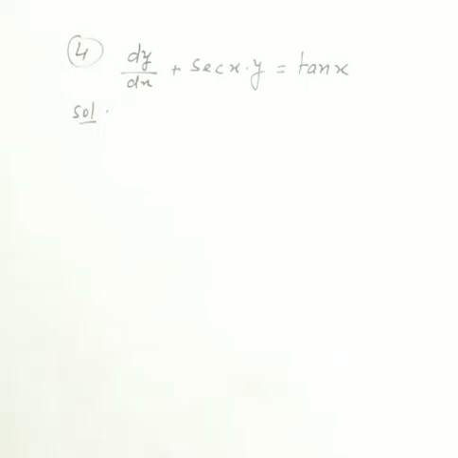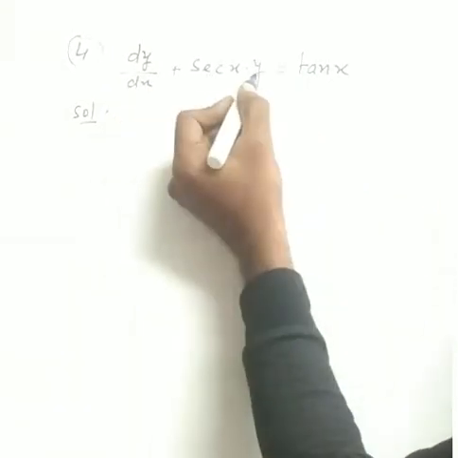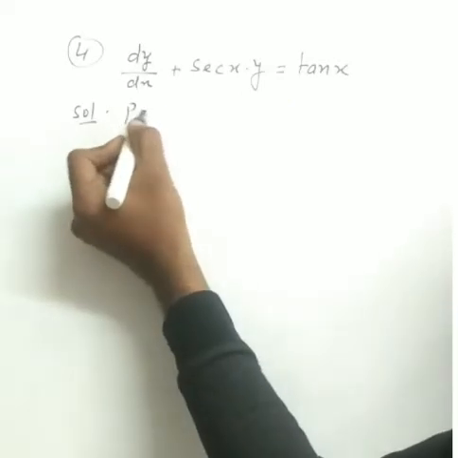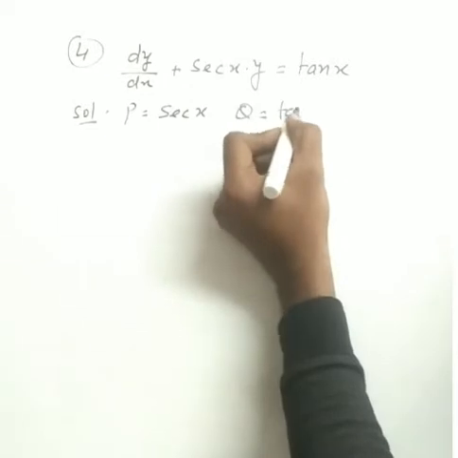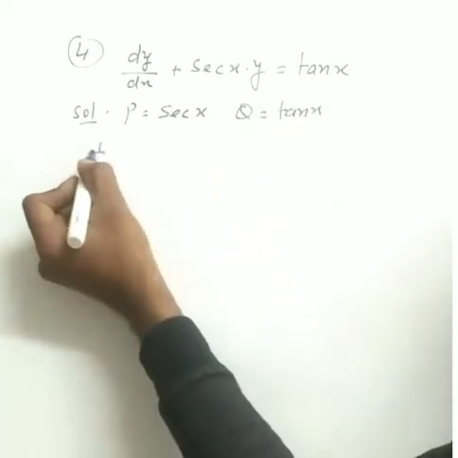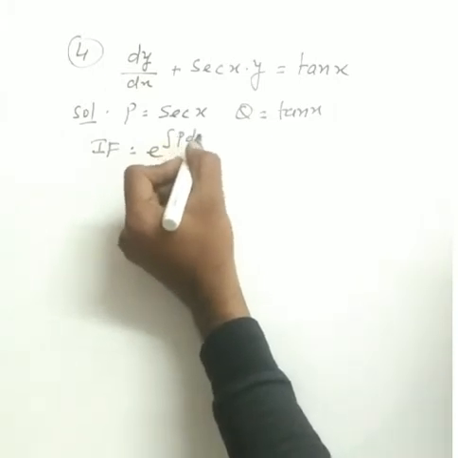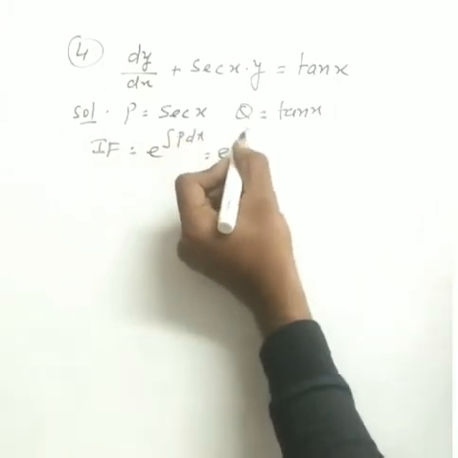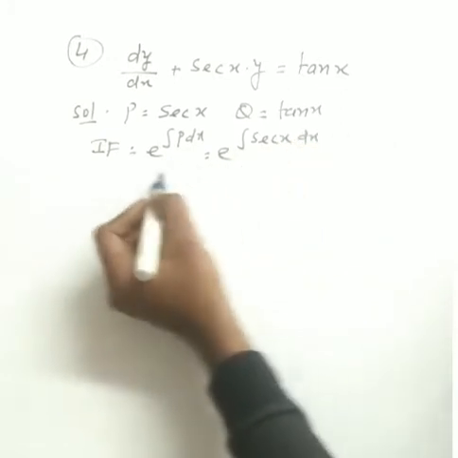Here this is a linear differential equation: dy/dx + Py = Q. P equals sec x, Q equals tan x. The integrating factor (IF) is e to the power integration of P dx, which is e to the power integration of sec x dx.